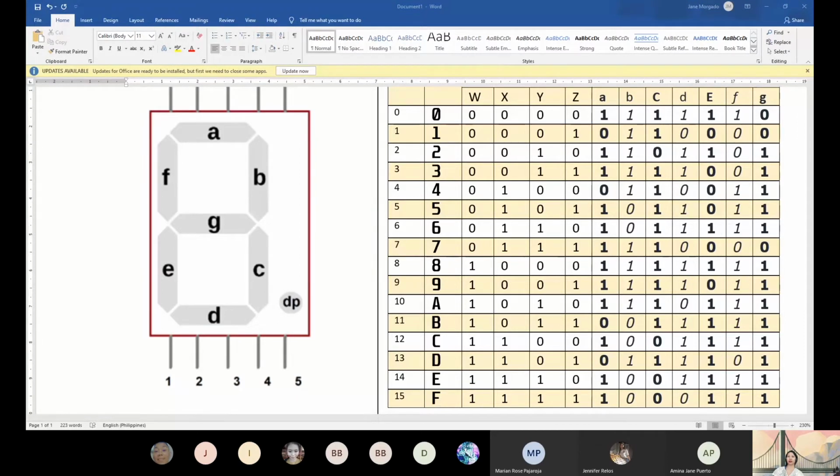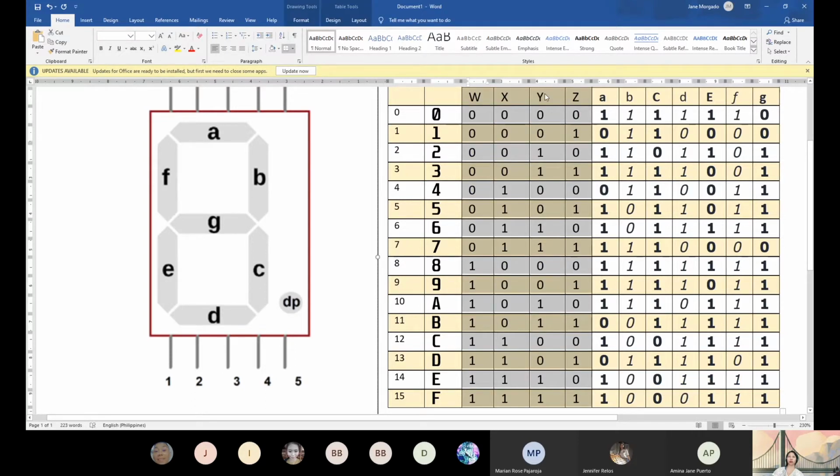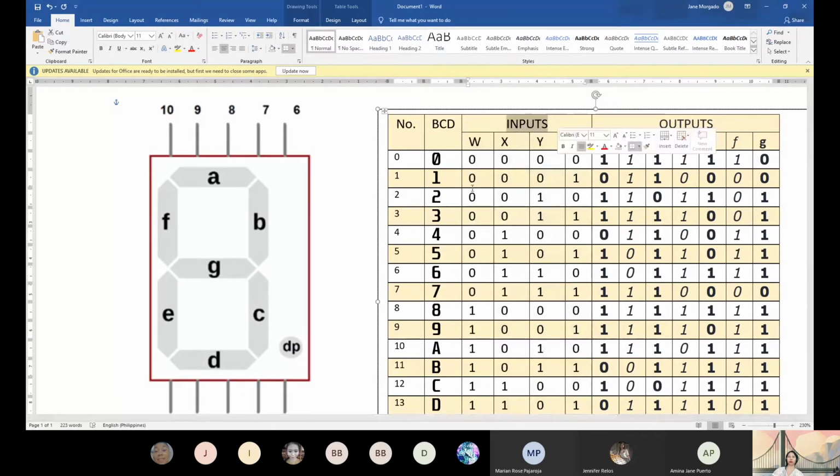We'll start. So this is a 7 segment. Have you seen this 7 segment before? I believe so. If you want to light this up, so let's say you want to have a 0, the W, X, Y, Z here are actually inputs. And you have 7 outputs to represent the 7 LEDs.